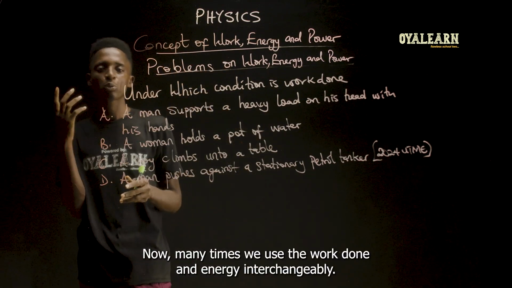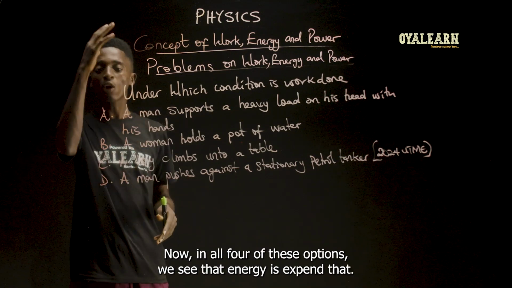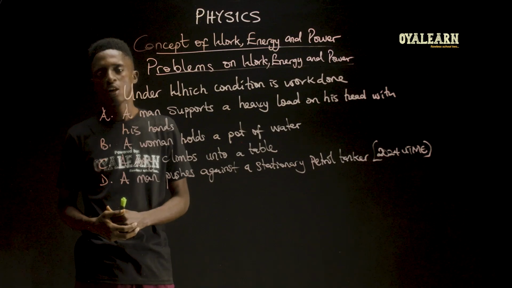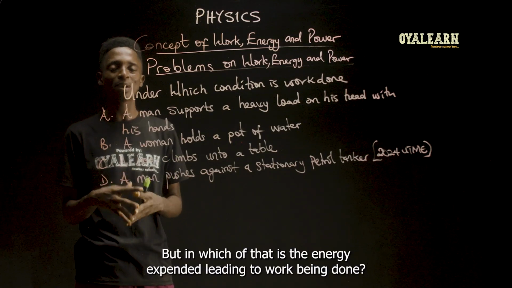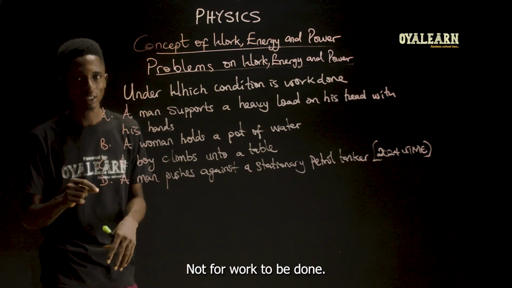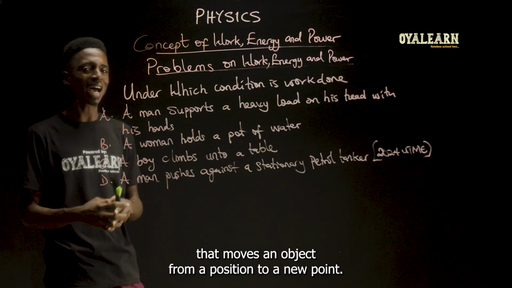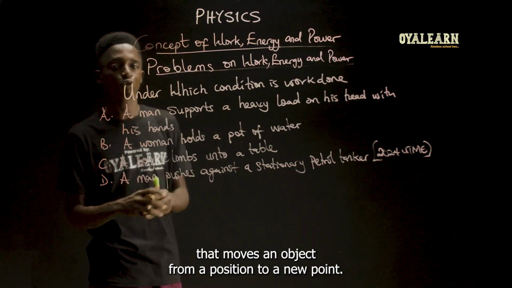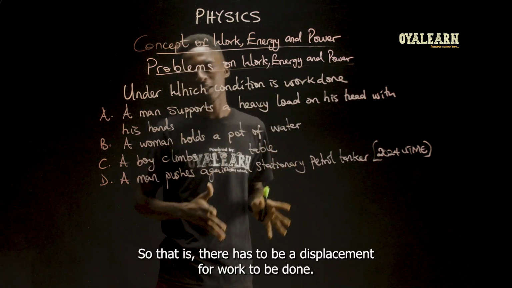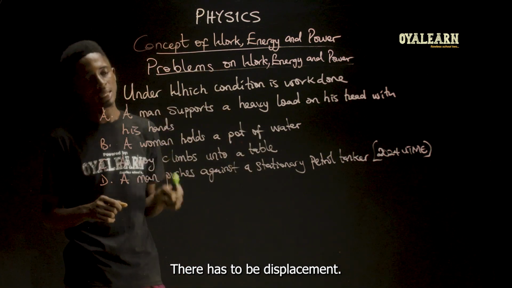Now, many times we use work done and energy interchangeably. Now, in all 4 of these options, we see that energy is expended. But in which of them is the energy expended leading to work being done? Now, for work to be done, that energy must apply a force that moves an object from a position to a new point. So there has to be a displacement for work to be done. There has to be displacement.